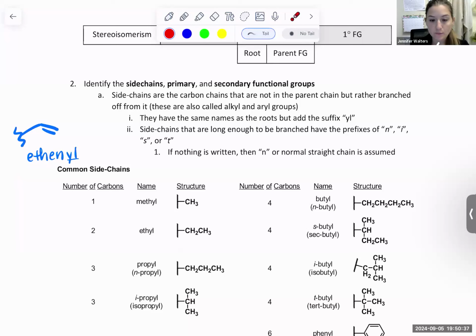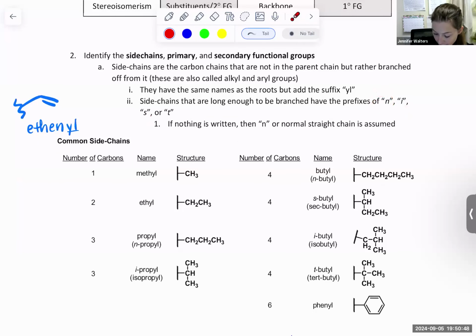Certain branch substituents will have different prefixes. N for normal, meaning straight chain. Iso is going to be for the Y shape. Sec is when you have the methyl located at the first carbon closest to the true backbone. And tert is going to be when you have these 3 methyls all connected to the same carbon, making a quaternary carbon. So if I have a 1 carbon chain, it is just methyl. 2 carbon, ethyl. 3 carbons is propyl, or it could be isopropyl if it is this Y shape.